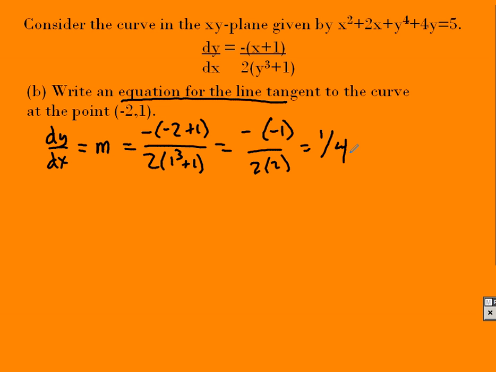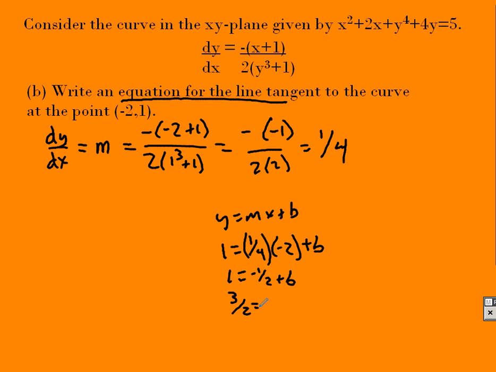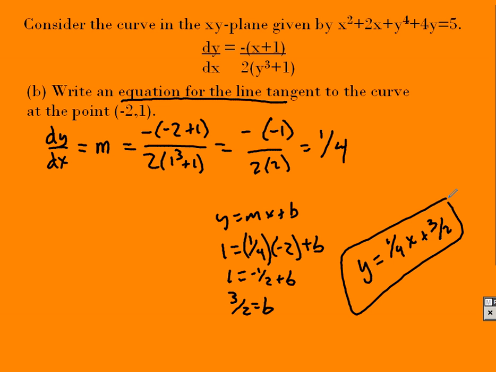Now we need to use the idea of y equals mx plus b. Same thing, plug in my point. I have y value of 1, slope is 1/4, my x value is negative 2, plus b. So 1 equals negative 1/2 plus b, which means 3/2 is my value for b. So my equation in the end: y equals 1/4 x plus 3/2. That is my final equation of the tangent line.